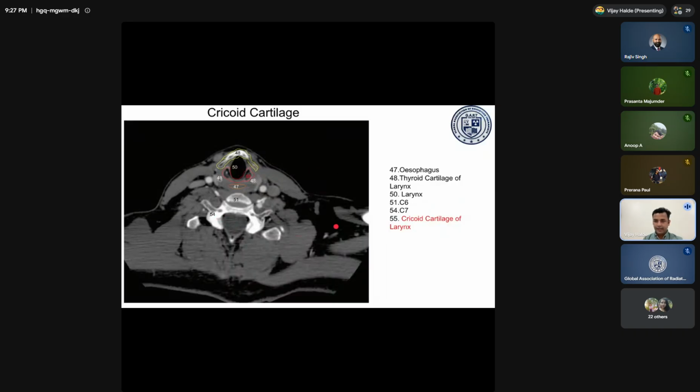Then the cricoid cartilage of the larynx. It is at the lower larynx. It is a complete ring of cartilage in the airway. Cricoid cartilage, number 55. Then below there is the esophagus. Number 48 is the cricoid cartilage of the larynx. Here we can see this is a complete ring, which is not contoured. Half the part is contoured, half is remaining.